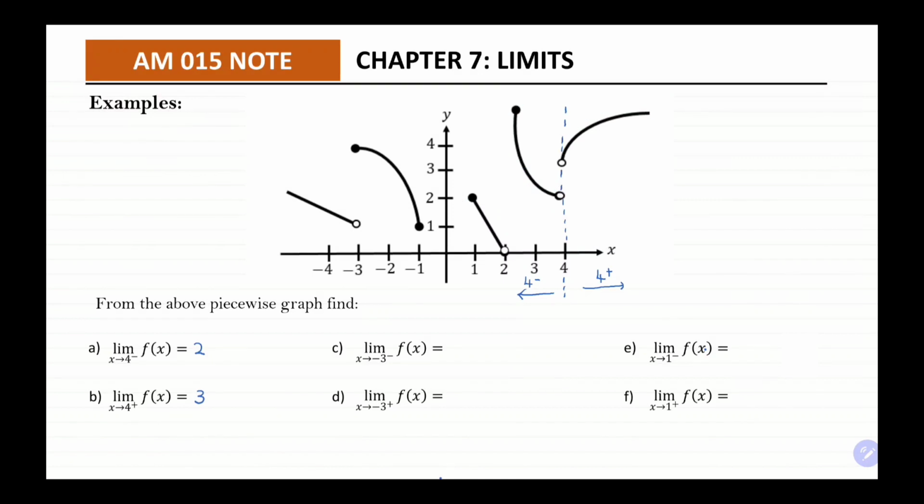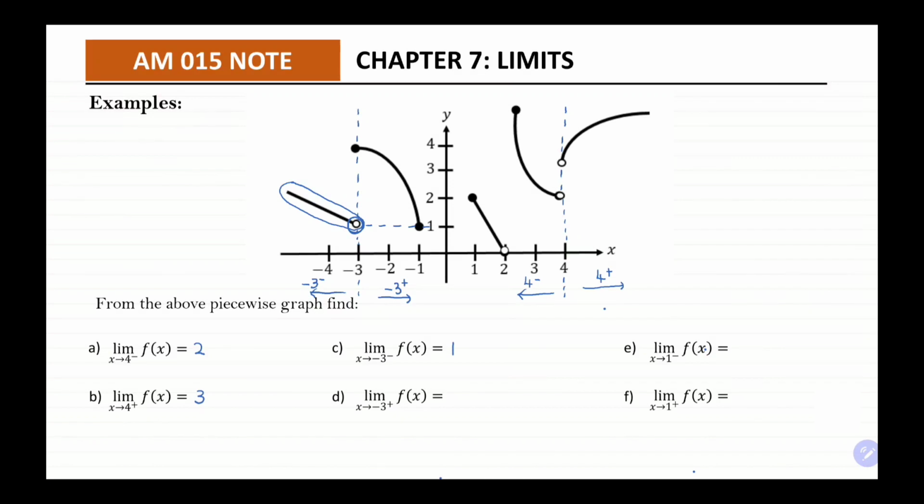Okay, C, limit x approach negative 3. Negative 3 is here. This part is for negative 3 from right, and this part is negative 3 from left. Now we want to find negative 3 from left. Negative 3 from left, ini graf yang menunjukkan sebelah kiri negative 3. And this graph starts at this point, so equals 1. Okay, we put here the answer is 1.